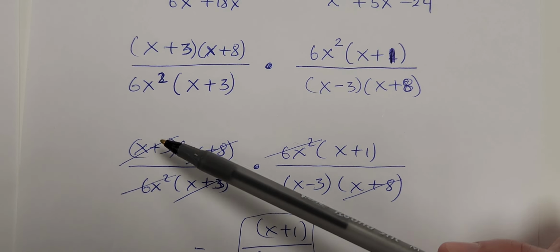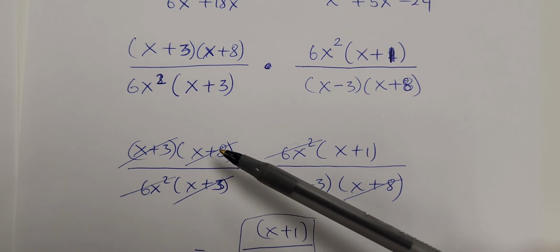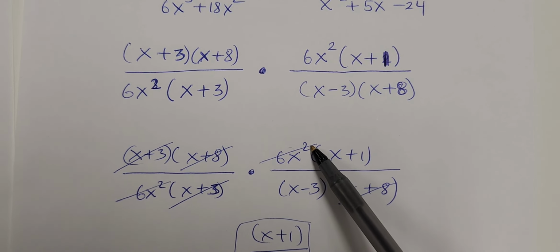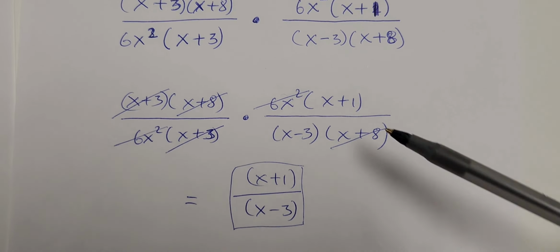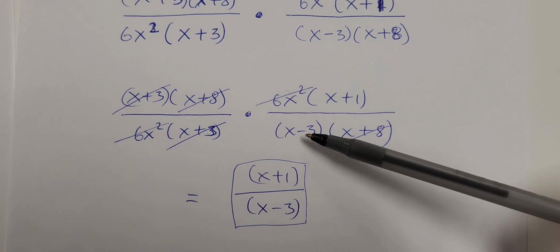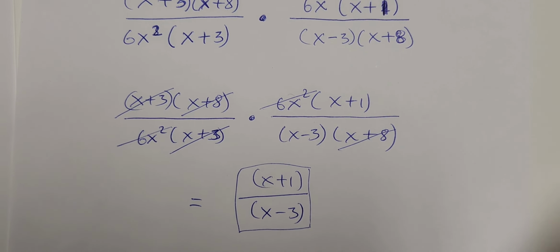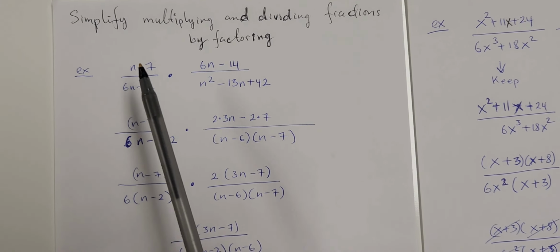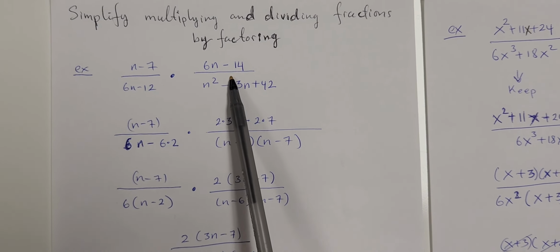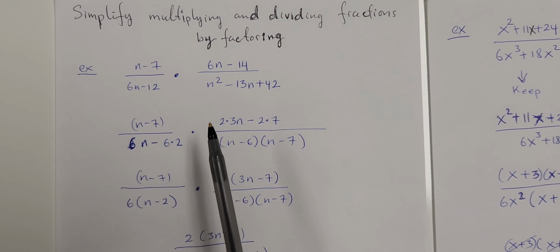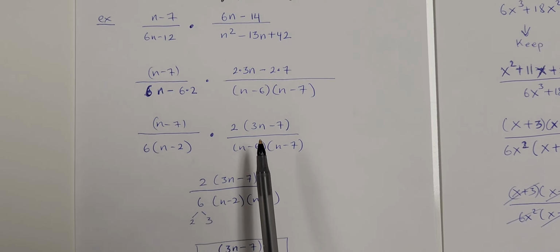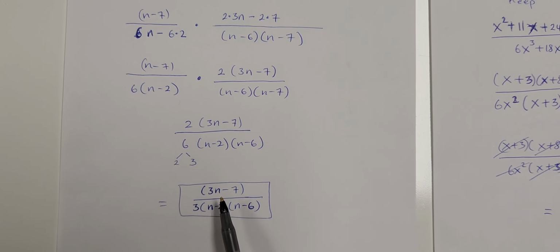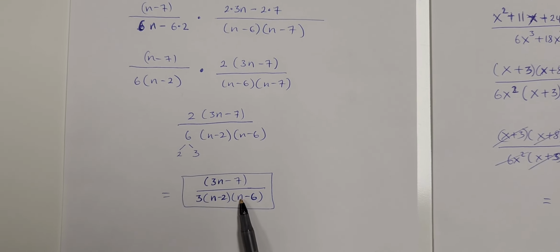Now cancel whatever looks the same. Okay, so here we can have x plus 3 cancel. x plus 8 cancel. 6x squared cancel. So the only thing I have left is just this x plus 1 and then x minus 3. Okay, so be very careful. And as you can see, one set of fractions, second set of fractions. Okay, find the factors, separate the factors, and then cancel. Anything that is not canceled will become the final answer.